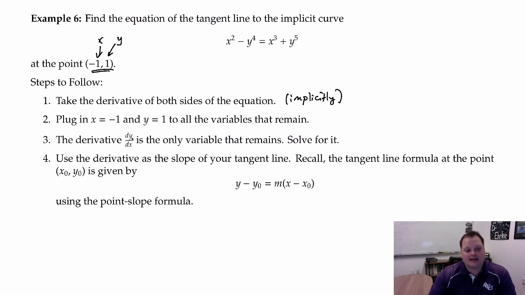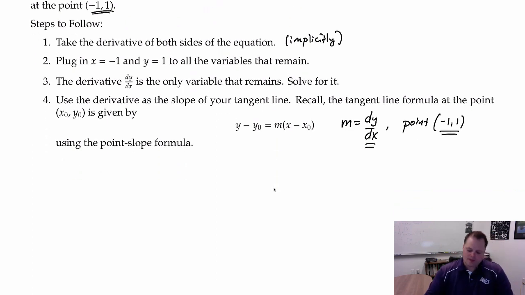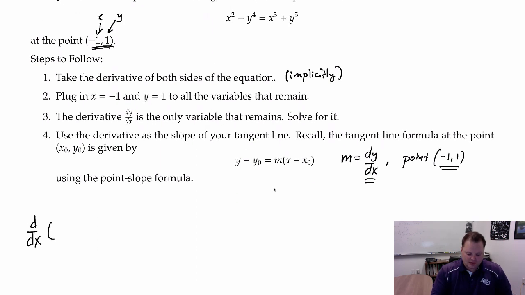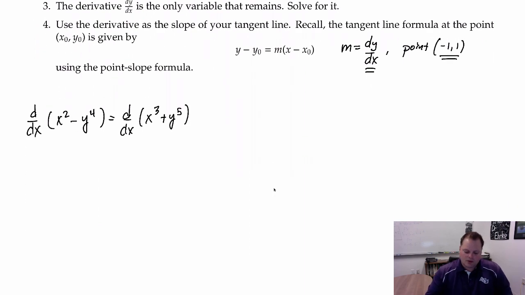And then once you have dy dx, we know dy dx is the slope. And you're also given a point. The point in this case is negative 1, 1. So if you have a slope and you have a point, you can use point-slope form to give the correct tangent line. So that's what we're going to do in this example. We're going to take the derivative of both sides of the curve. So the curve is x squared minus y to the fourth equals x cubed plus y to the fifth. Okay, so take the derivative of both sides implicitly.